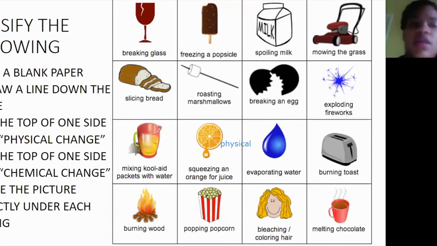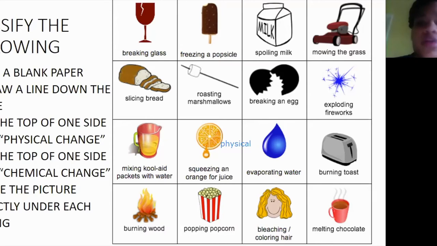Remember, it's only chemical if the content changes completely. Like we know for sure, for sure, for sure, we cannot get it back. Example, if we burn down a house, we know for sure we cannot get those blocks back. We cannot get those contents in the house back. So I want you to think about it clearly because some of these pictures could challenge your brain a little bit, okay?